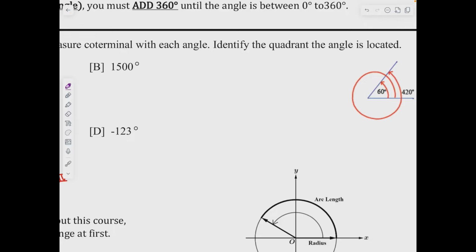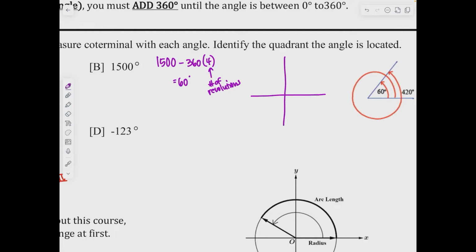Okay, example B, 1500 degrees. What that means is I need to subtract multiple rounds of 360. In this case, if I take 360 and multiply it by 4, 1500 minus that should leave me with 60 degrees. What that tells me is the number of revolutions.